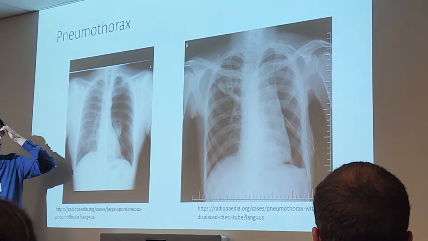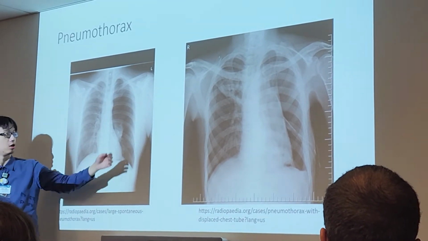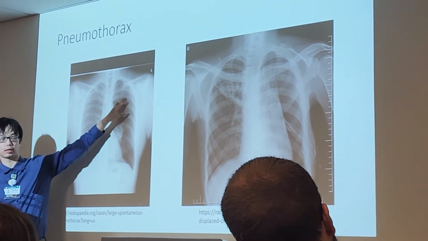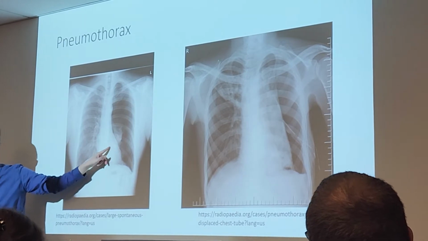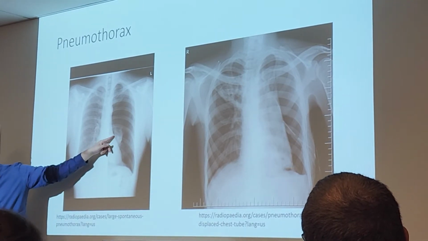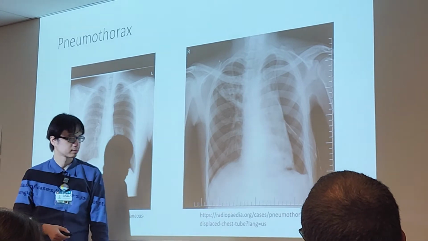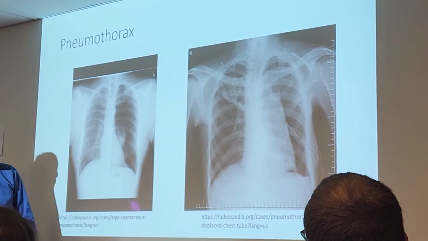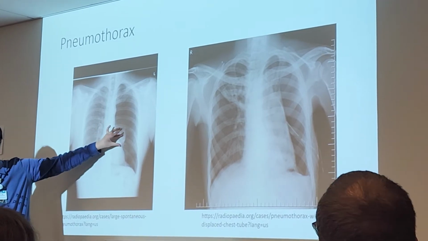And as you can see, on the right side, you've got all these nice, beautiful lung markings. On the left side, it's all air, right? Except for this section right here. So there is that collapsed lung. So the entire lung has collapsed.